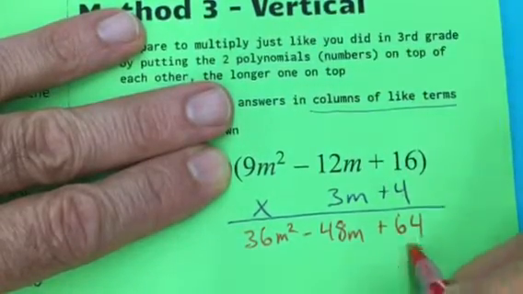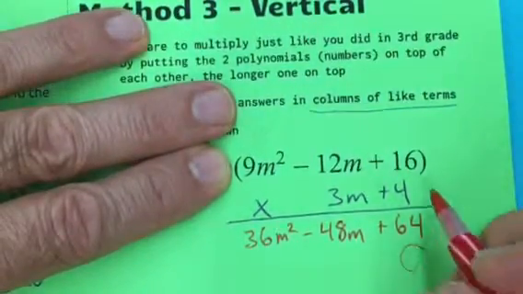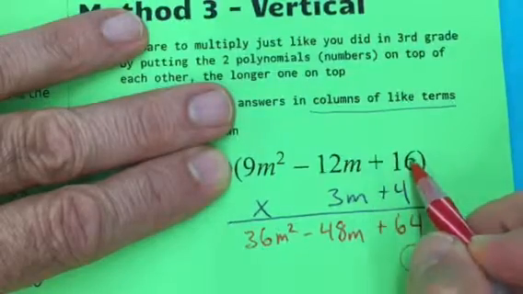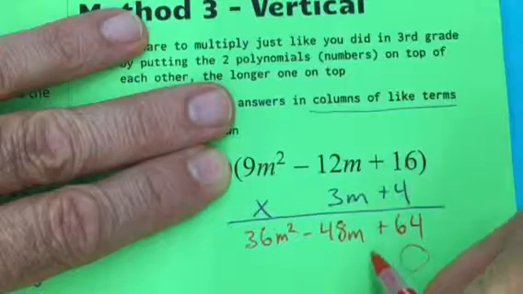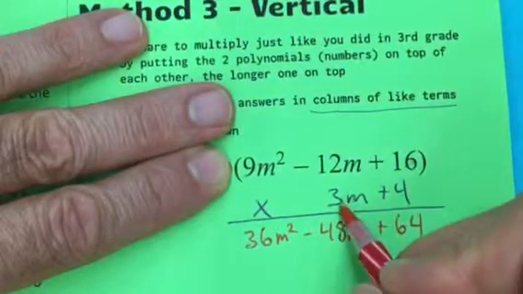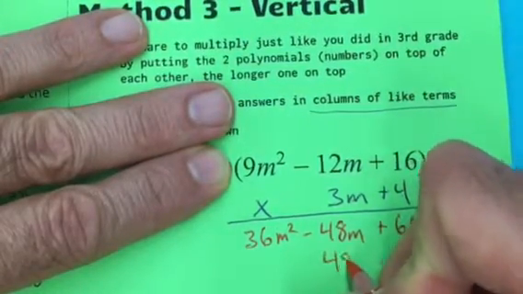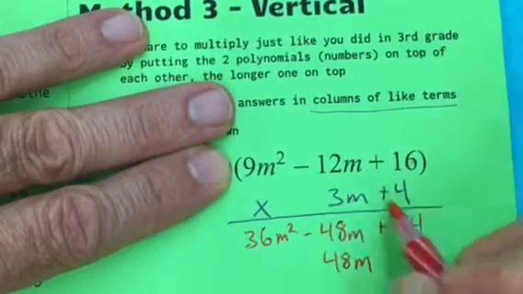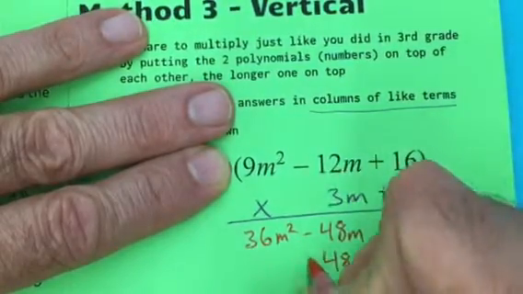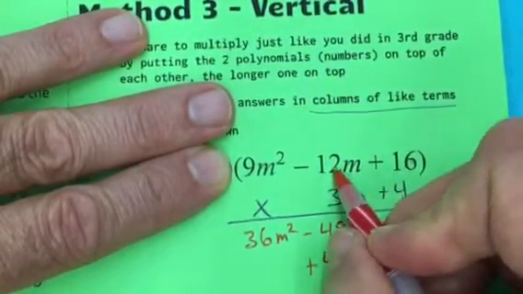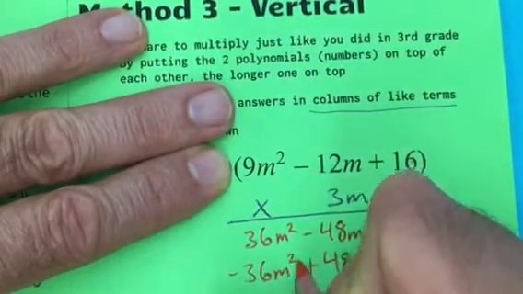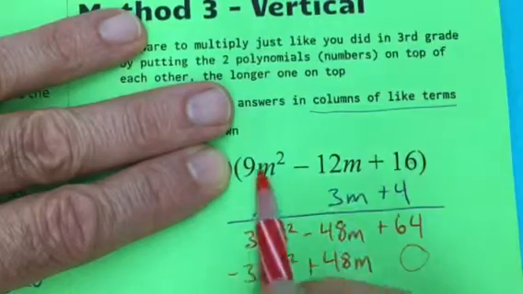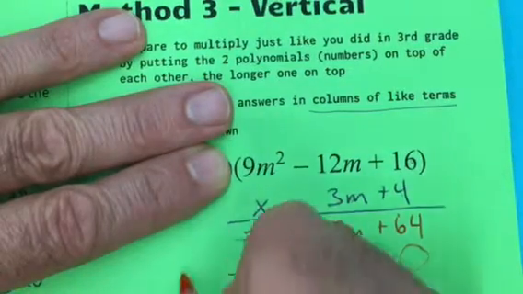And then you always should put a 0 here, or an x, or something, right? And you go like this. 3m times 16, that's 48. 3 times, oh, that's plus. 3 times negative 12 is negative 36 m squared. Ooh, this is interesting. And 3 times 9 is 27.